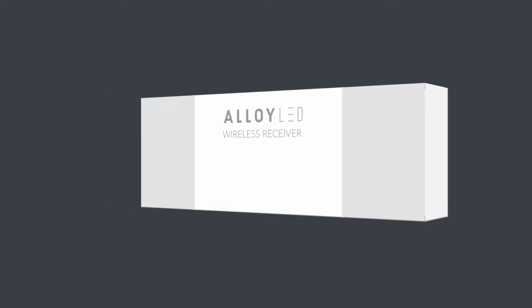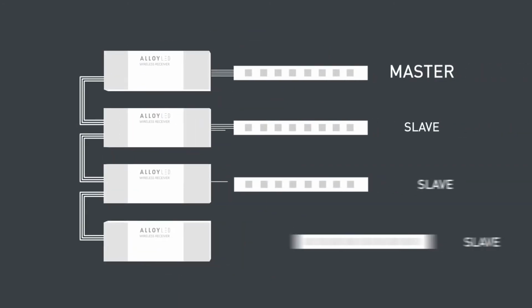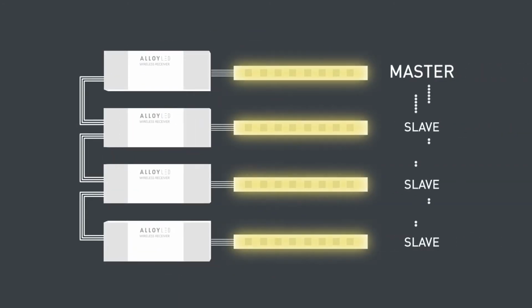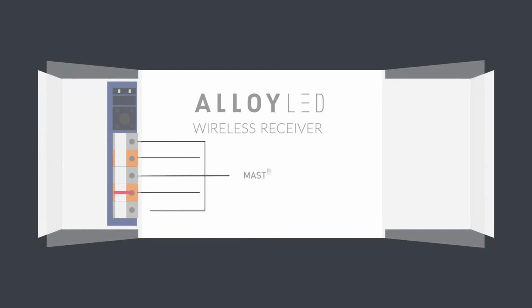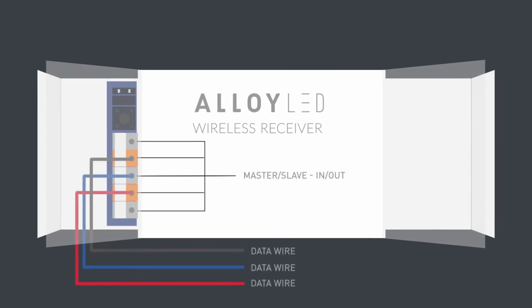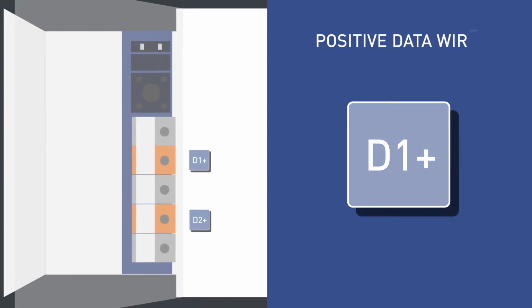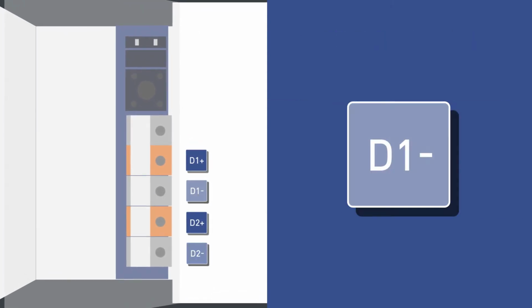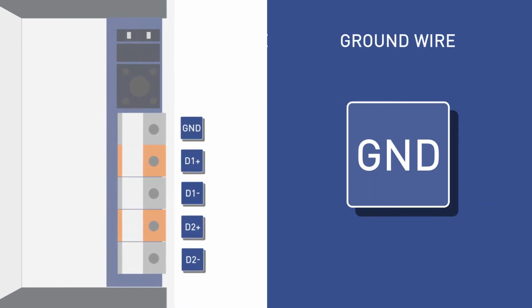Establishing a master-slave system allows simultaneous control of multiple interconnected receivers. The system allows colors and scenes to synchronize without common concerns of voltage drop and range, which will cause color variations. The master receiver can be connected to slave receivers via a 3 or 4 data wire, depending on your system. Commonly, there's a D1 plus, positive data wire, D1 minus, negative data wire, and a GND, ground wire.